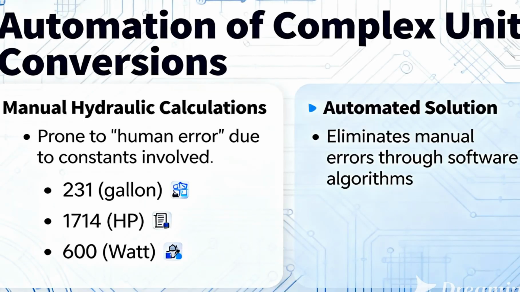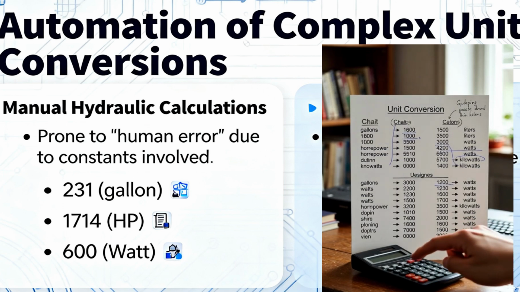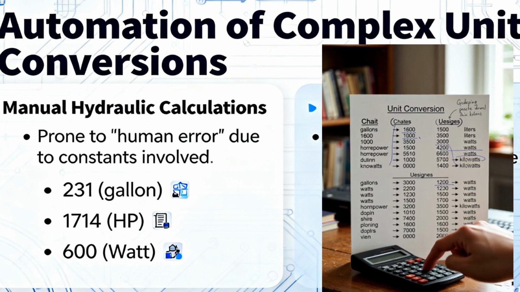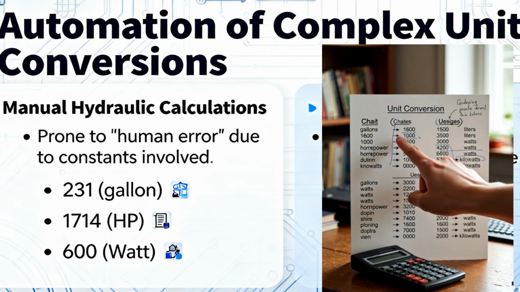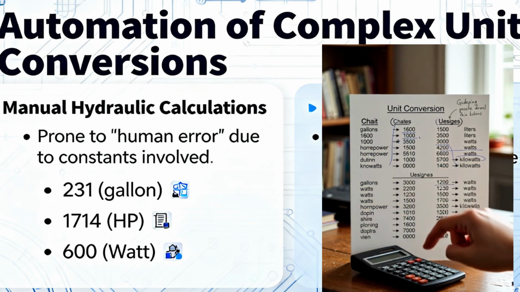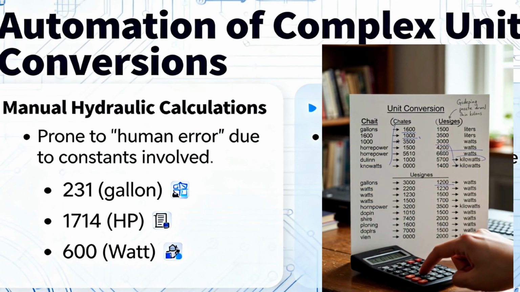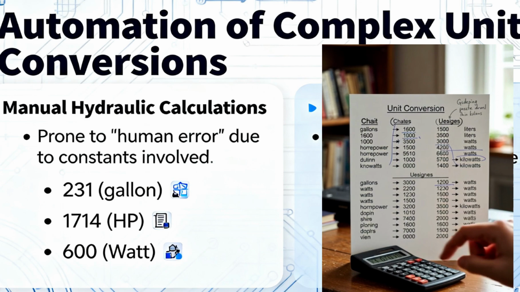1. Automation of complex unit conversions. Manual hydraulic calculations are prone to human error because of the constants involved: 231 for gallons, 1714 for HP, 600 for watts. The goal: to allow the user to input raw dimensions, bore and stroke, and get immediate accurate results without needing a calculator or conversion chart. The global reach. By providing a metric, Imperial toggle, the script becomes useful for international engineering standards.